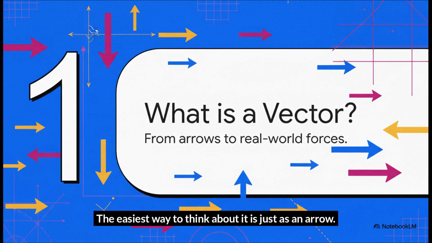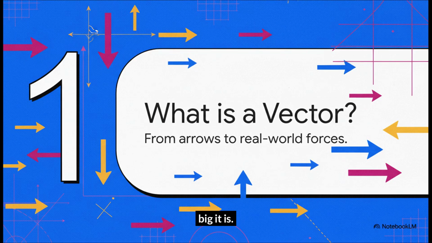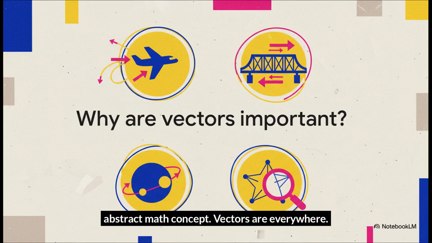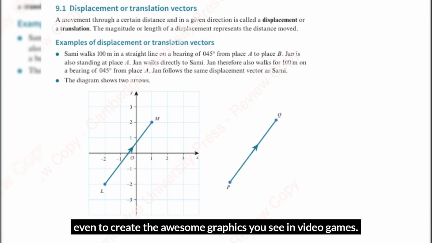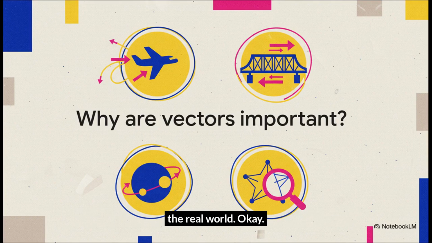The easiest way to think about it is just as an arrow. Seriously, the length of that arrow tells you its magnitude, how big it is. And whichever way the arrow is pointing, well, that's its direction. And this is where it gets really cool, because this isn't just some abstract math concept. Vectors are everywhere. They're used to fly planes through tricky crosswinds, to figure out all the forces acting on a bridge to keep it safe, and even to create the awesome graphics you see in video games. They're like the mathematical bridge between our ideas and the real world.